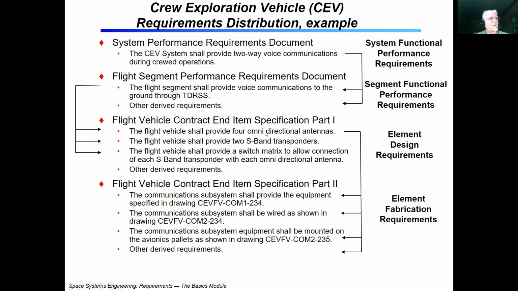And then, for example, the omnidirectional antennas flow down into detailed fabrication elements about exactly what is to be provided. So this is exactly how I just talked about, that your requirements and your system designs flow from each other and feed back to each other, and that it flows down into the details of how your payload is actually developed.